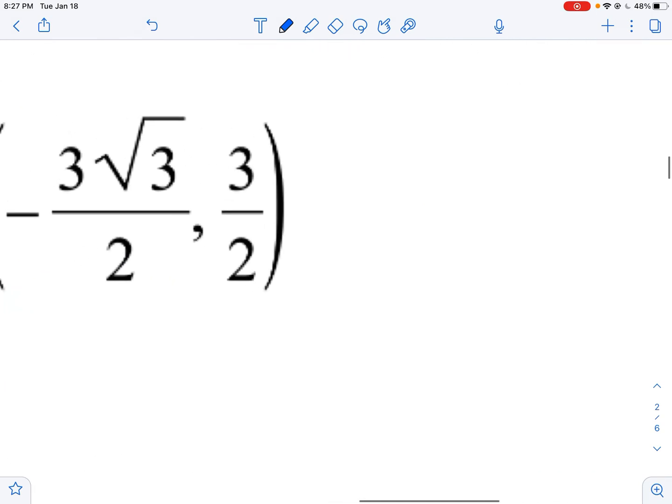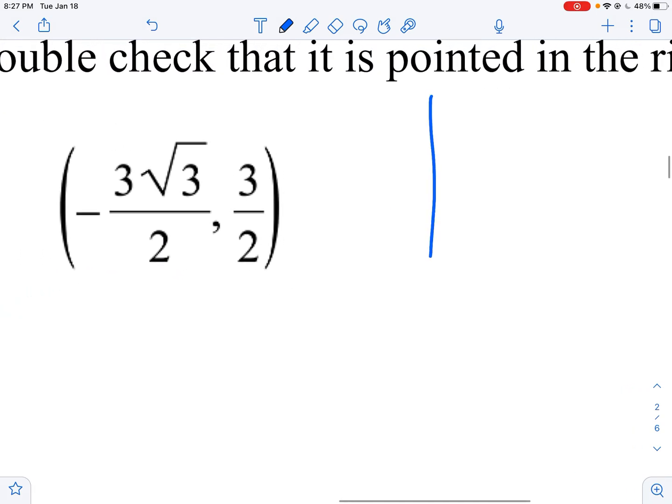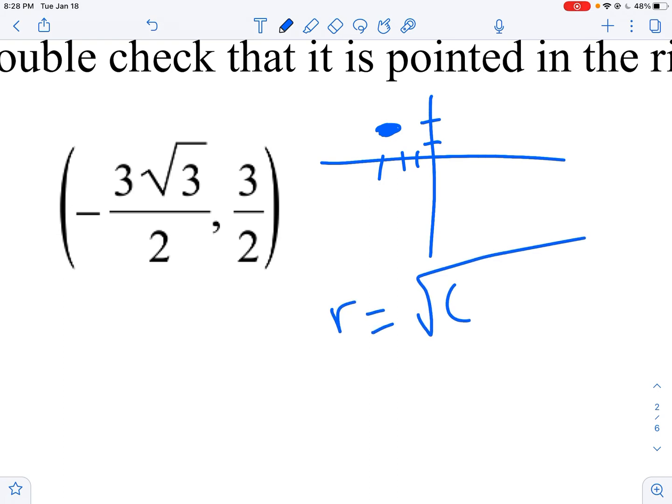Let's jump over to this other one. It's got some weird numbers in it, which if I were to draw a little sketch, it'd be going left some and then up some. I know this is not the exact point, but I'm just going to put it here. And so yeah, that's where it is. So I'm going to now get my radius just by squaring my x-coordinate and my y-coordinate and adding them together and getting the square root.